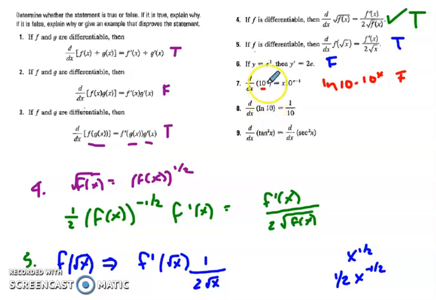ln of 10 is a number. It's a constant. When you differentiate a constant, you get 0, not 1/10. So this one is false.